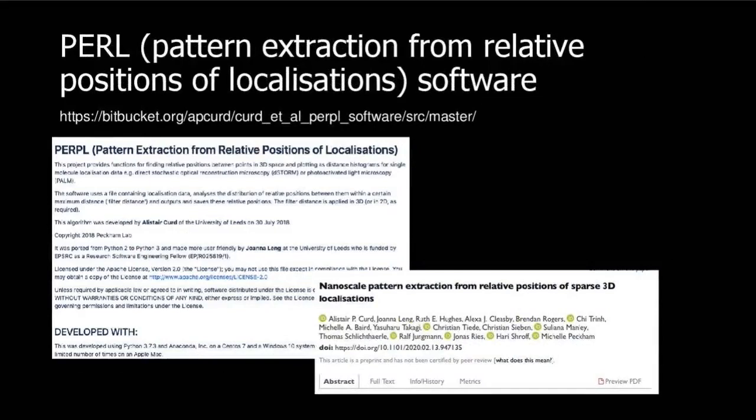So we've got the software. It's all written in Python. It's freely available. There's the link there if you want to look at it, and we've got a paper up on bioRxiv to explain how the method works.